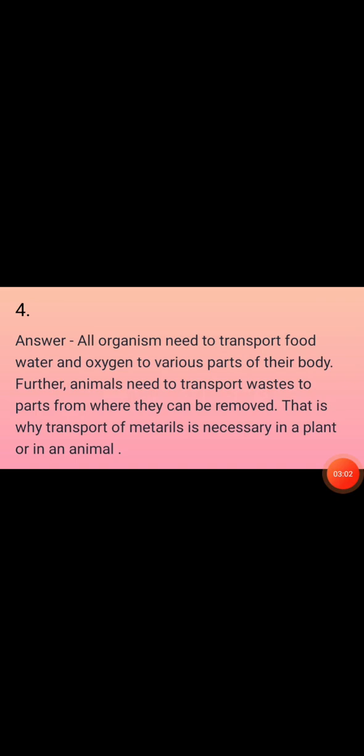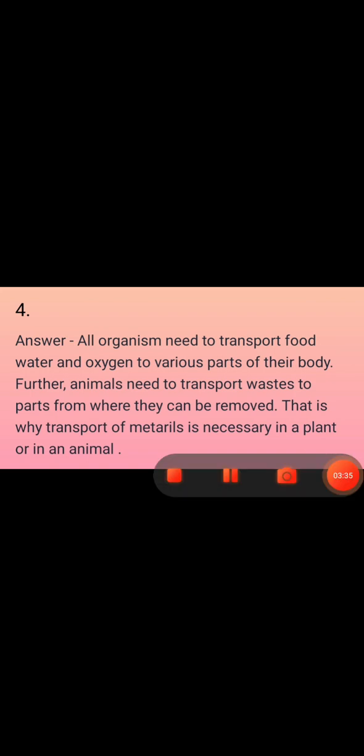Our next question is why is transport of materials necessary in a plant or in an animal? Explain. As you can see the answer on the screen. All organisms need to transport food, water and oxygen to various parts of the body. Further, animals need to transport wastes to parts from where they can be removed. That is why transport of materials is necessary in a plant or in an animal.